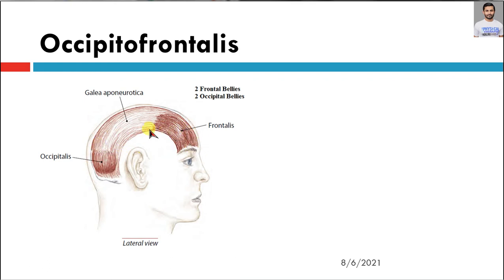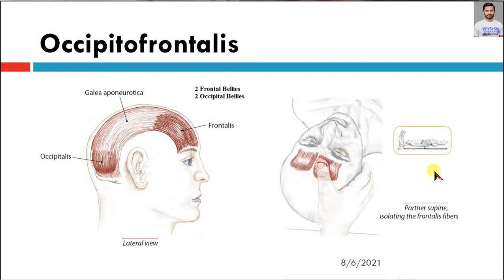This is the occipitofrontalis muscle. The occipitofrontalis muscle is the largest muscle of this region, and it starts from the occipital region and runs all the way to the frontal region. People say it has two bellies, the occipital belly and the frontal belly, one on each side. Here you can see the frontal portion of the occipitofrontalis muscle, and it produces the horizontal wrinkles on the forehead.